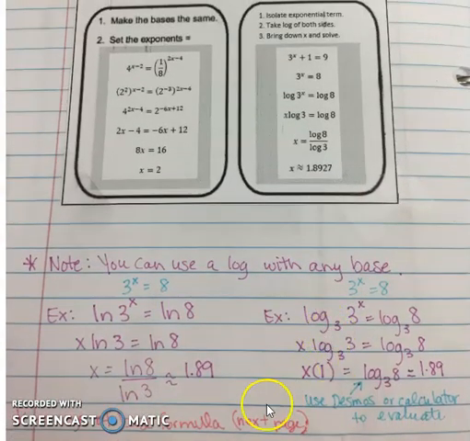At the bottom of your notes, it says, note, you can use a log with any base. And so this is what I was talking about here. Up here, I could actually use the ln instead. So if I come over here and I redo this same exact example, then I have the ln of both sides. The natural log of 3 to the x is equal to the natural log of 8.